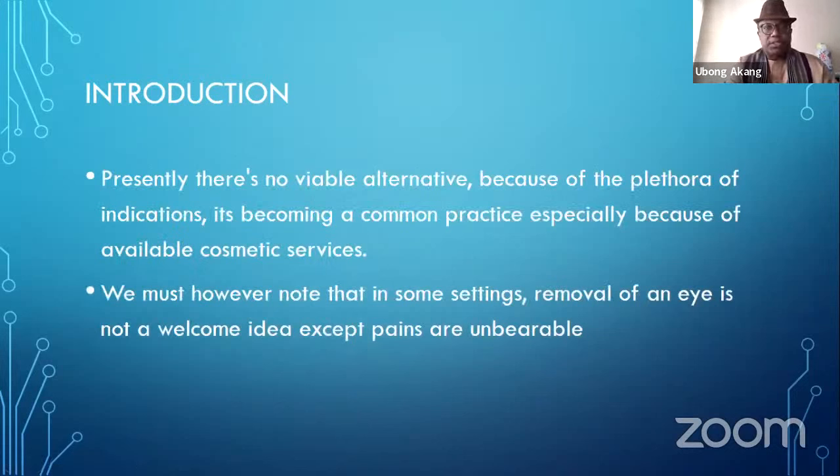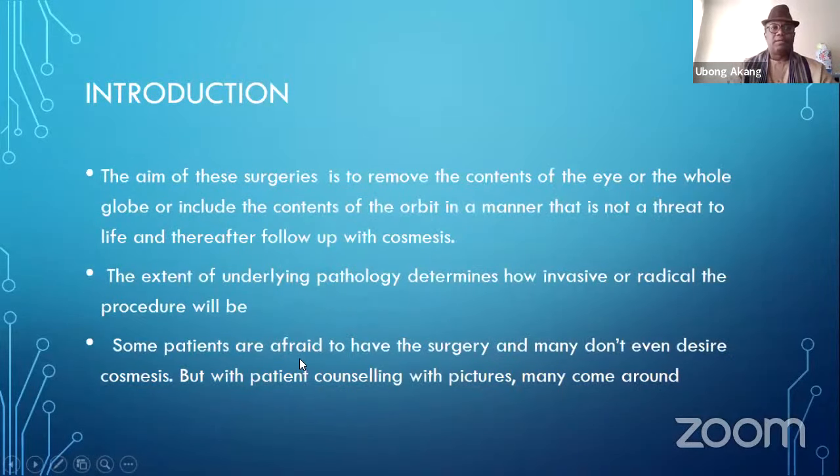It's becoming a common practice, especially because of available cosmetic services. We must, however, know that in some settings, removal of an eye is not a welcome idea, except pains are unbearable. The aim of these surgeries is to remove the contents of the eye or the whole globe, or include the contents of the orbit in a manner that is not a threat to life, and thereafter follow up with cosmetics. The extent of an underlying pathology determines how invasive or radical the procedure will be. Some patients are afraid to have the surgery, and many don't even desire cosmetics. But with patient counseling with pictures, many come around.